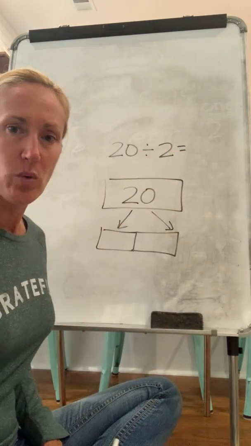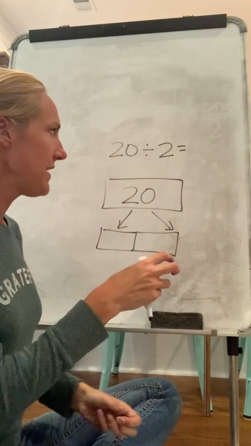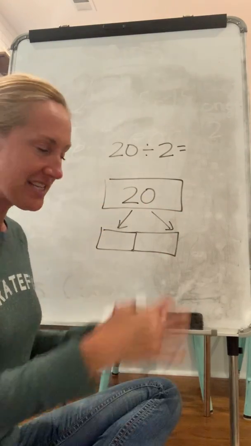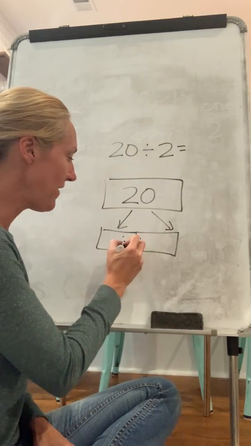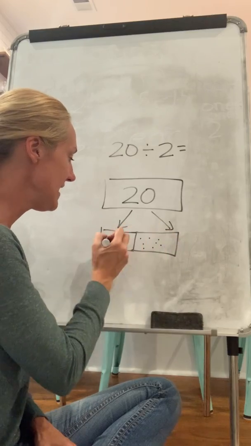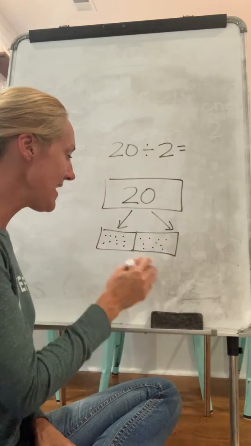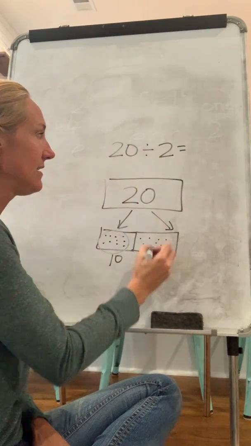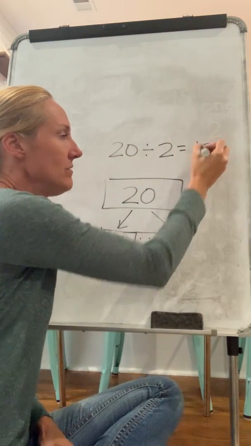Okay, well, if you're not sure what that is, think about it. What plus what equals 20? All right, split them up. 1, 2, 3, 4, 5, 6, 7, 8, 9, 10, 11, 12, 13, 14, 15, 16, 17, 18, 19, 20. Each of them is going to have 10. 20 divided by 2 is 10.